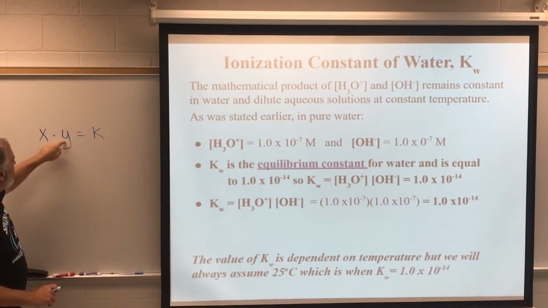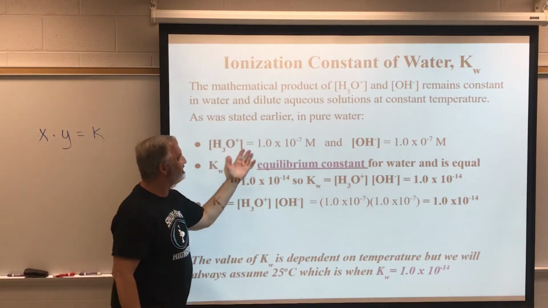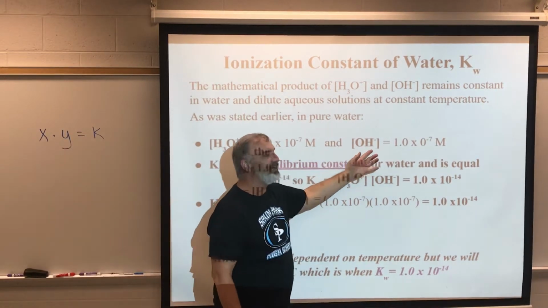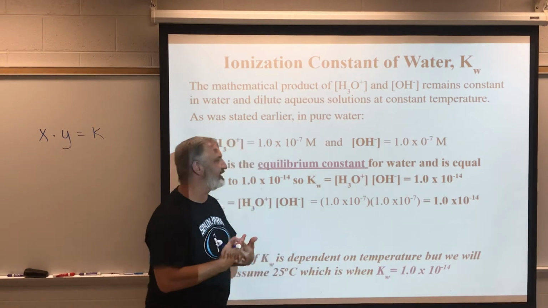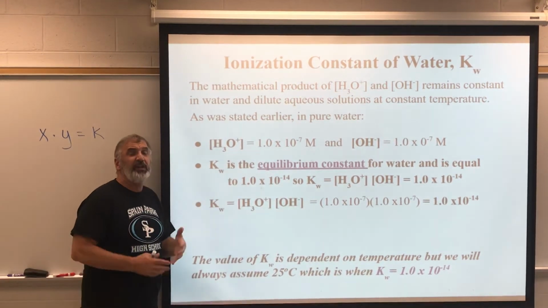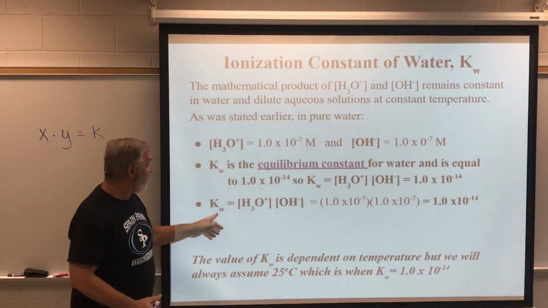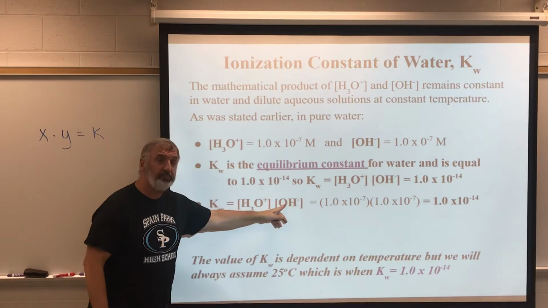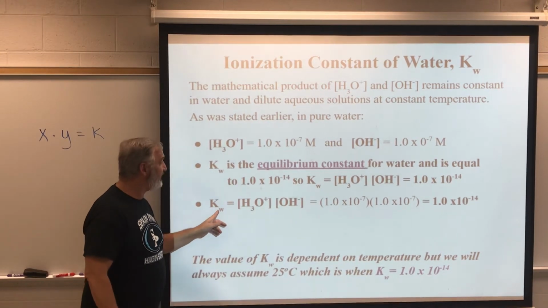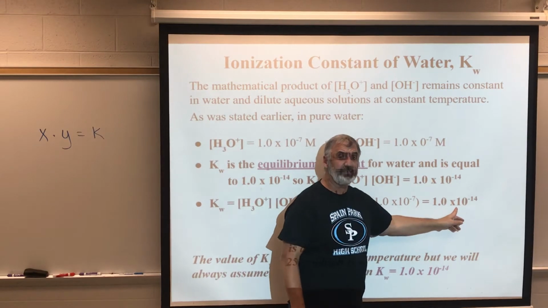So X times Y is equal to K. Well, in this case, the H3O plus is our X, the OH minus is our Y, so it's always going to equal some constant. We're going to use K sub W for the constant for water. Which means that anytime you multiply the H3O plus times the OH minus, it's always going to equal this constant, which is equal to 1 times 10 to the minus 14th.